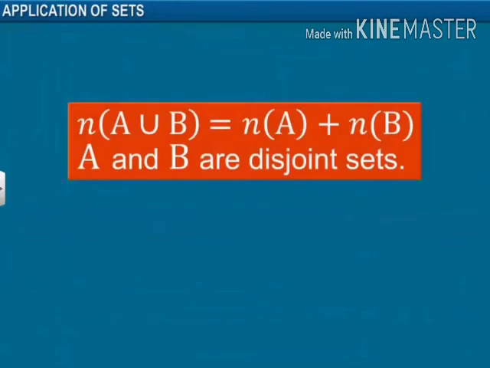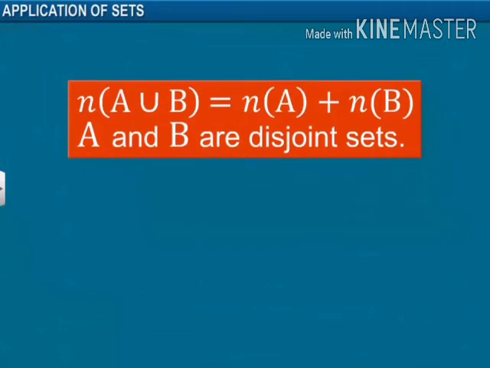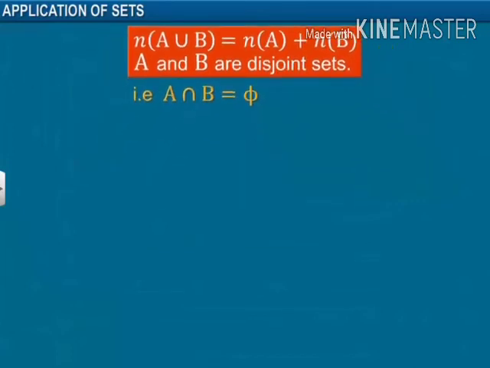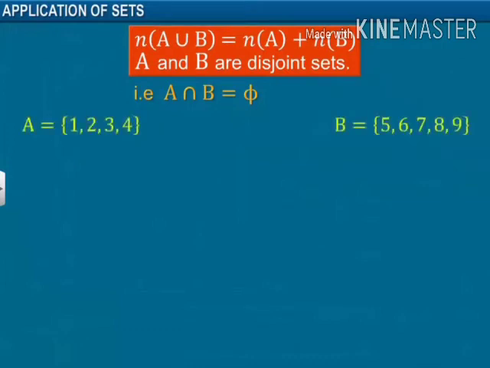To begin with, we will verify the relation n(A union B) is equal to n(A) plus n(B), provided A and B are disjoint sets. Let's verify the relation using an example. Let's consider two sets A and B. These sets are disjoint sets since there are no elements in common.